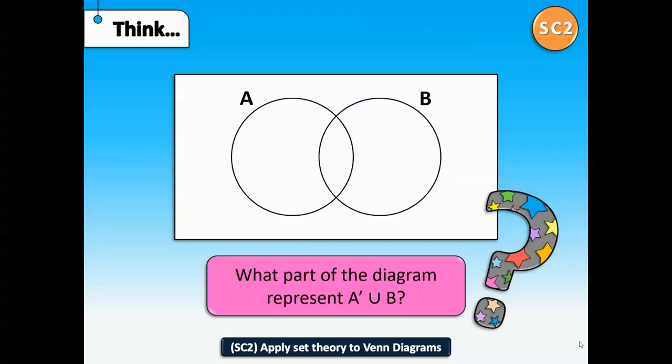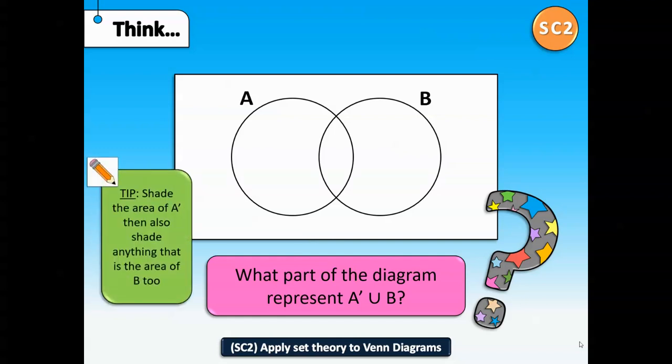What part of the diagram represents the complement of A union with B? So we shade in the complement of A, so that's everything outside of A, and then shade in B as well. So we shade in everything outside of A and shade in all of B as well.